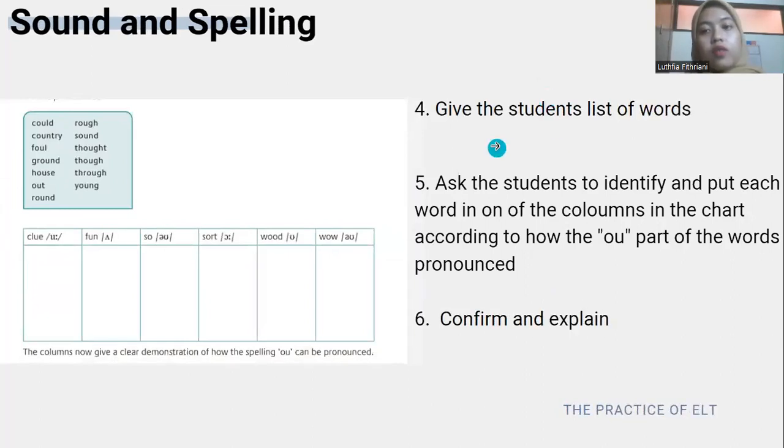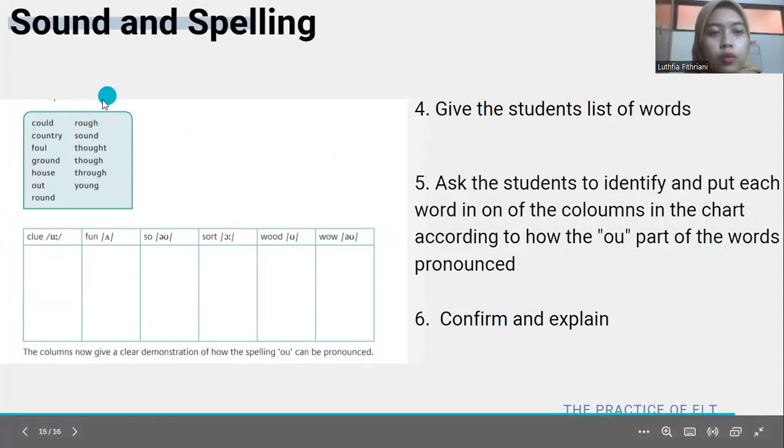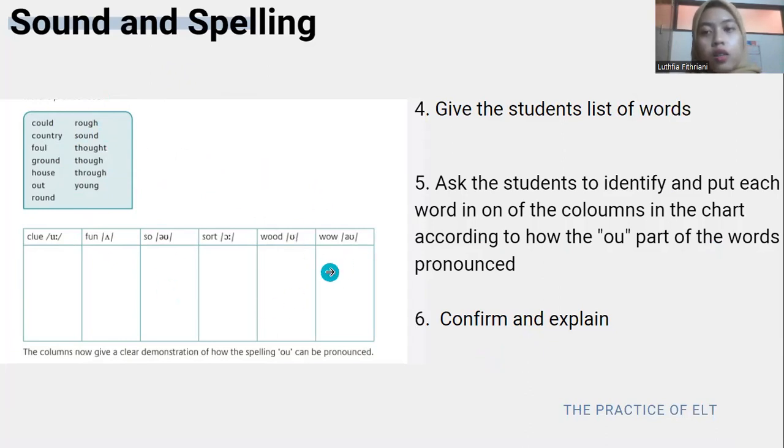After that, give the students a list of words. This is the example of the list of words. Ask the students to identify and put each word in one of the columns in the chart according to how the O part of the word is pronounced. For example, could. Students should put the word could in the appropriate column. And then when the students finish putting all of the words in the appropriate columns, the teacher should confirm and explain.